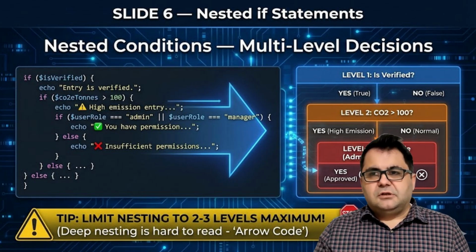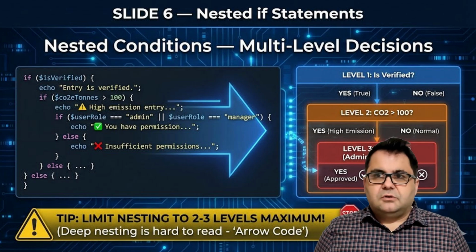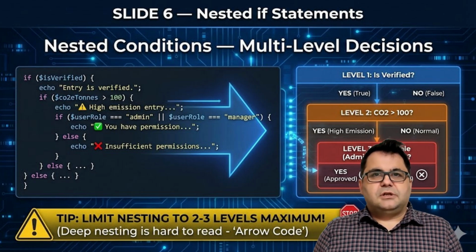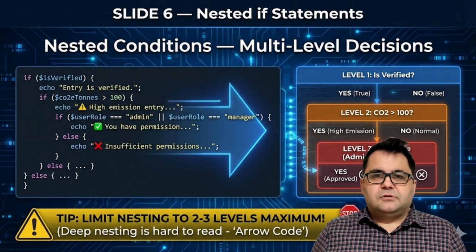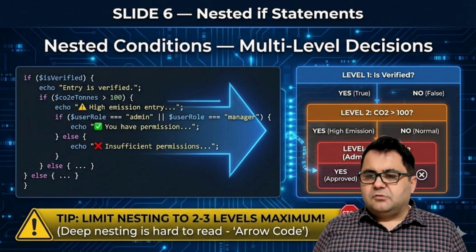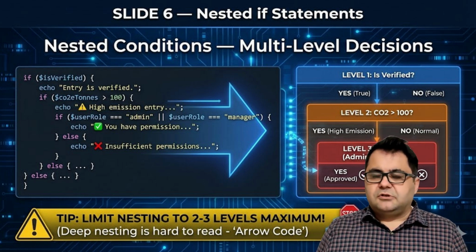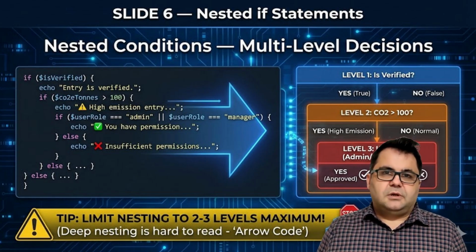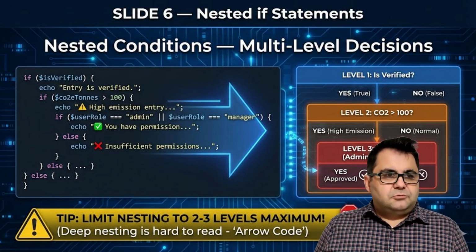However, deeply nested code, sometimes called arrow code because the indentation looks like an arrow pointing right, is hard to read and maintain. As a rule of thumb, try to limit nesting to 2 to 3 levels. In hour 2, we'll learn the early return pattern with functions, which eliminates most nesting. For now, just be aware that while nesting works, it should be used sparingly.